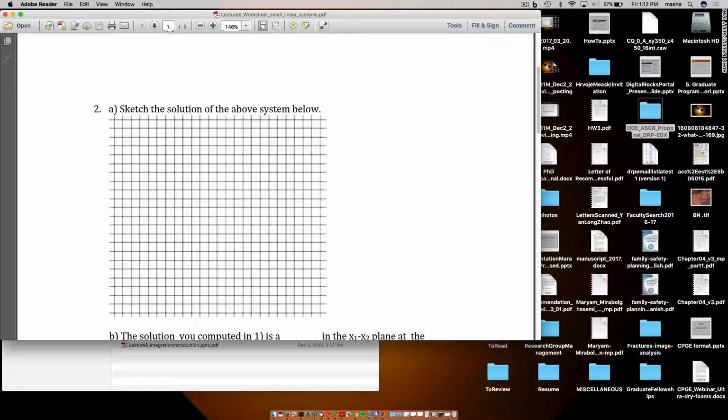Okay. Now, number 3, it's asking whether 3x1 plus x2 is equal to 7, and minus 3x1 minus x2 is equal to minus 7, does it have a solution? And where is it graphically on this plot that we just sketched? And another one is 3x1 plus x2 is equal to 7, and 3x1 plus x2 is equal to 5.